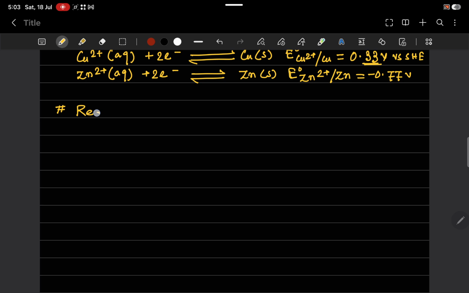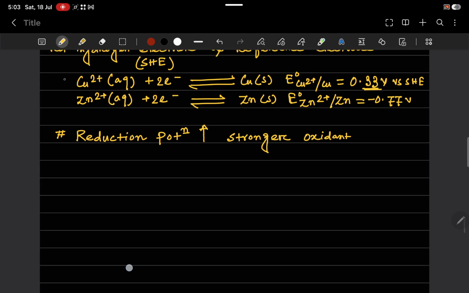Okay, as I talked about some time ago, I am writing again: higher reduction potential means stronger oxidant.